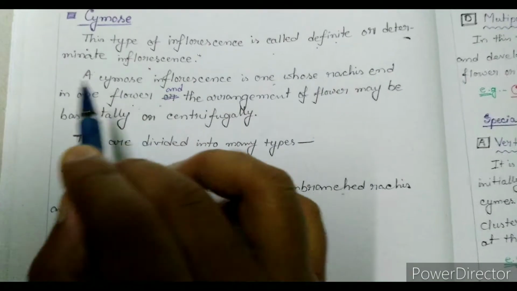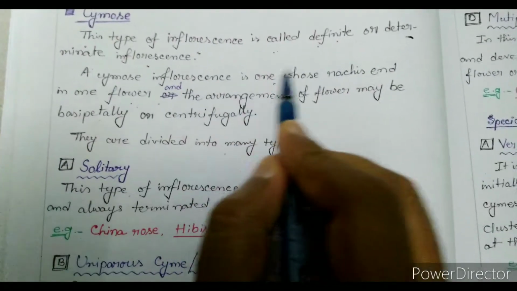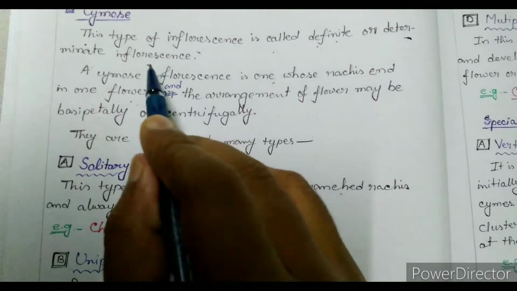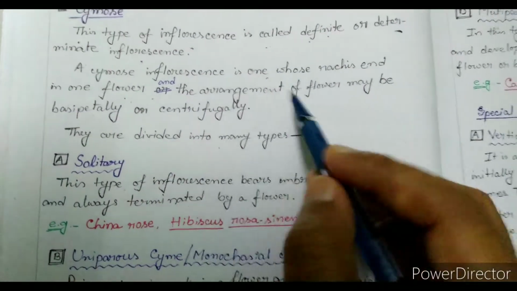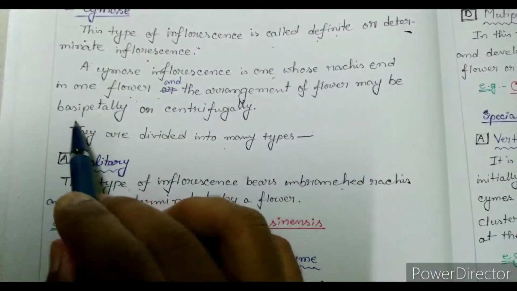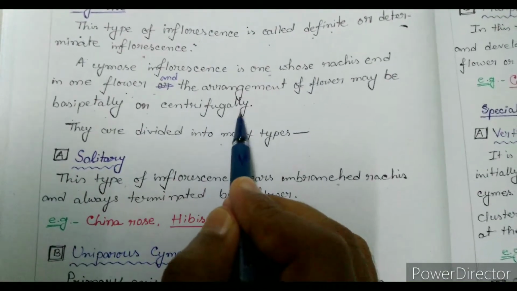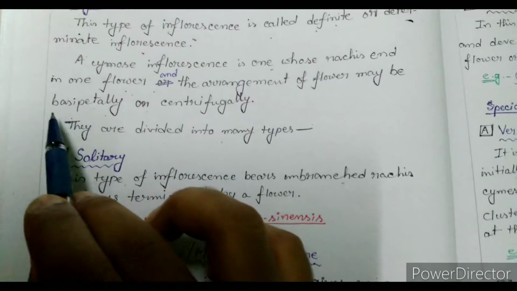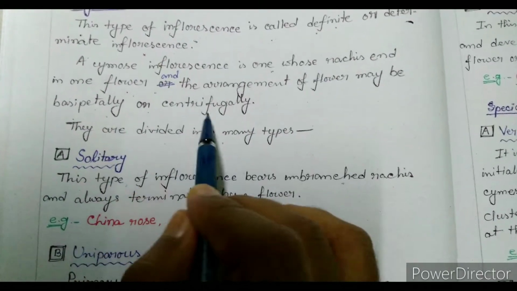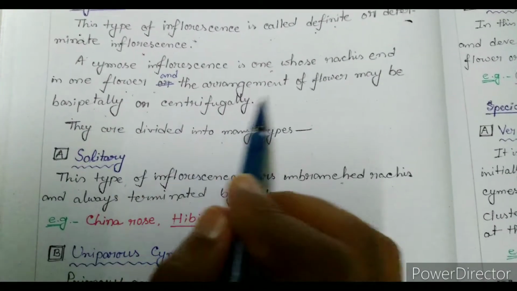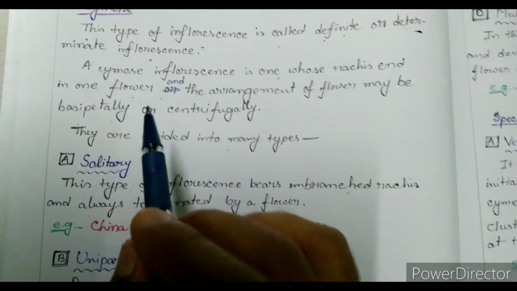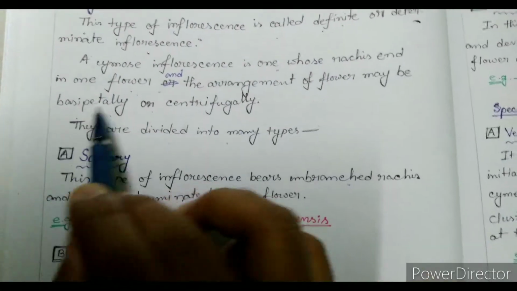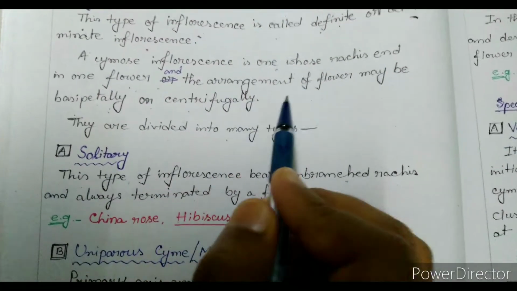But in case of racemose inflorescence, the rachis never ends in a single flower. So this is the basic difference between Cymose and racemose inflorescence. In Cymose, the arrangement of flowers may be basipetal or centrifugal, but in racemose inflorescence, the arrangement of flowers is acropetal and centripetal. I hope this is clear to you.